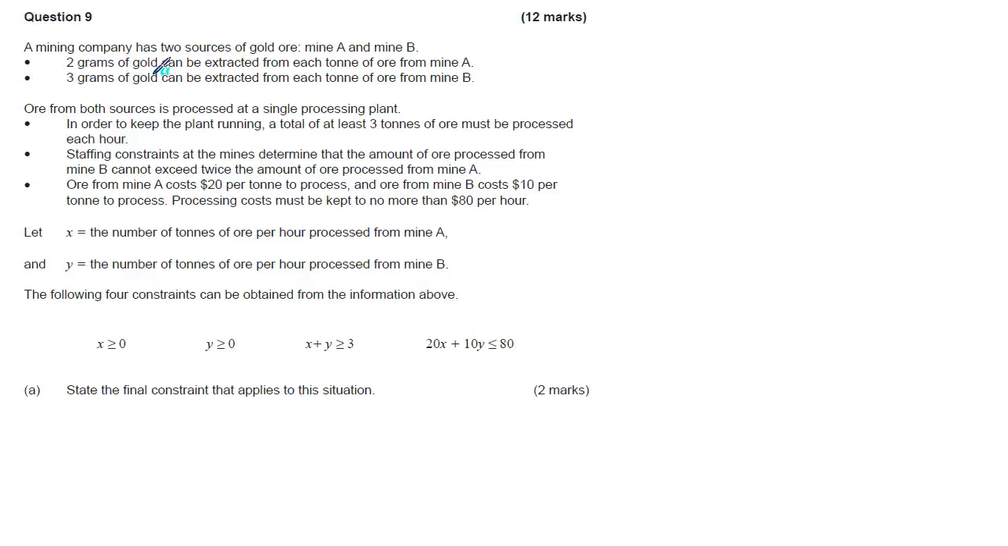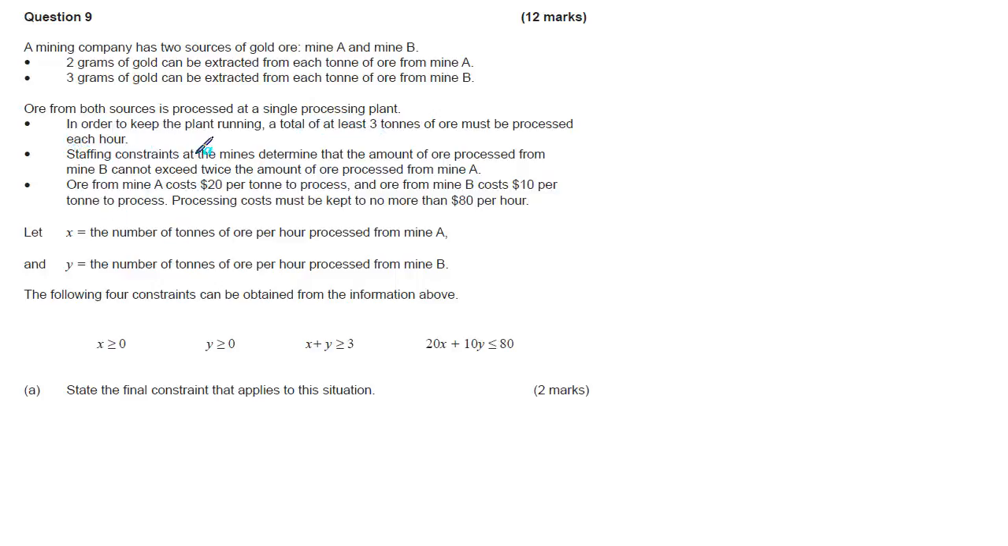A mining company has two sources of gold ore, mine A and mine B. 2 grams of gold can be extracted from each ton of ore from mine A. 3 grams of gold can be extracted from each ton of ore from mine B. Ore from both sources is processed at a single processing plant.